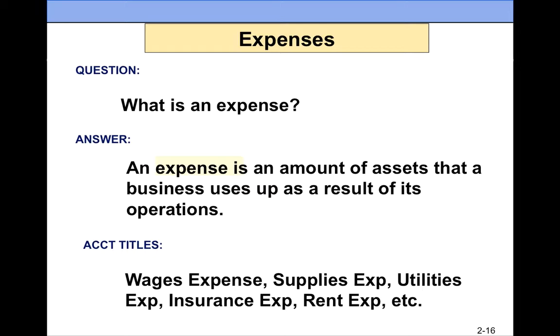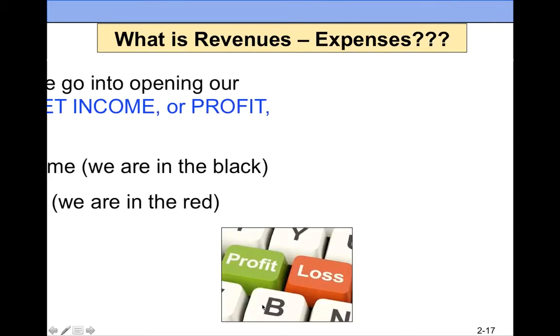I have to pay for my phone bills and so on and so forth. I have to pay for insurance. So expenses are amounts of assets that a business uses up as a result of its operations. And guys, they're very easily identifiable. They must have the word expense. So again, the account supplies without the word expense is not an expense, it's an asset. But with the word expense, it becomes an expense. So you can abbreviate it, but you always have to use the word expense when you're talking about expenses. And there are many of them, and you will see multiple types.